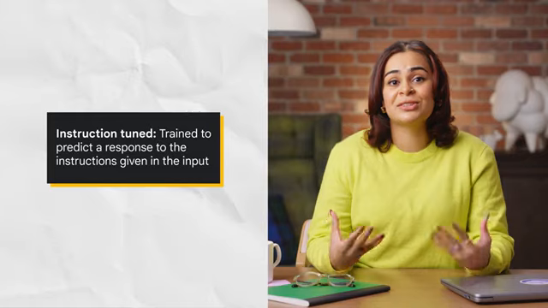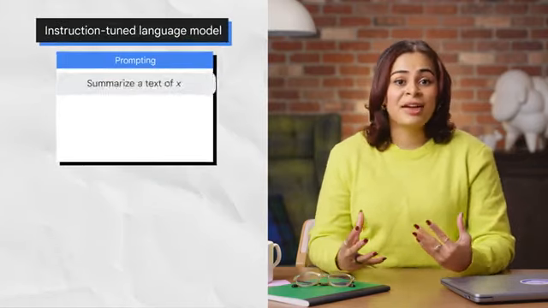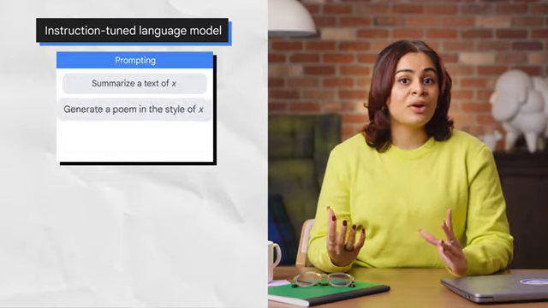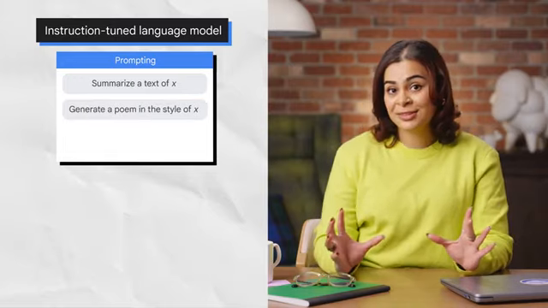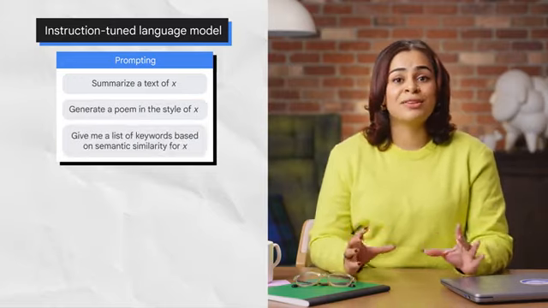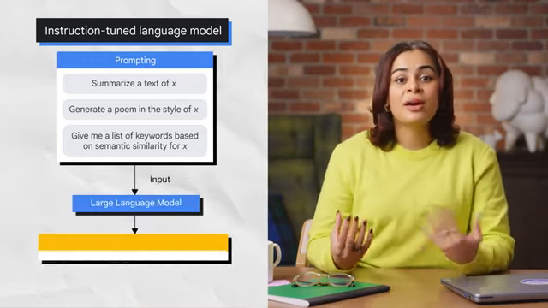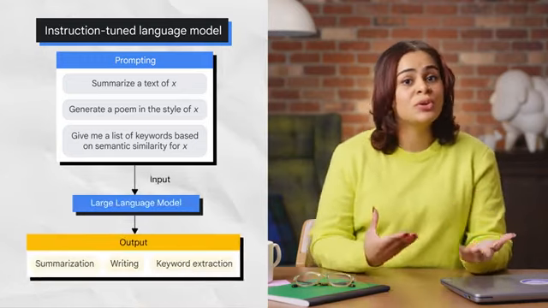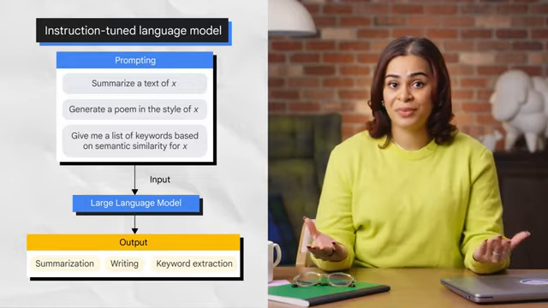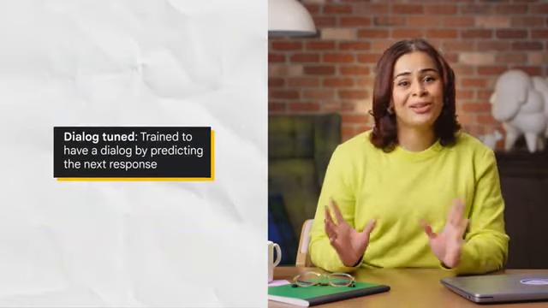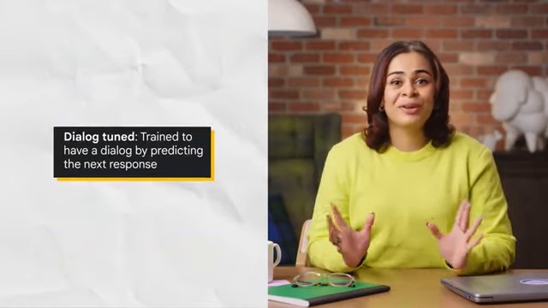Next, we have instruction-tuned models. This type of model is trained to predict a response to the instructions given in the input. For example, summarize a text of X. Generate a poem in the style of X. Give me a list of keywords based on semantic similarity for X. In this example, classify text into neutral, negative, or positive. And finally, we have dialogue-tuned models. This model is trained to have a dialogue by the next response.